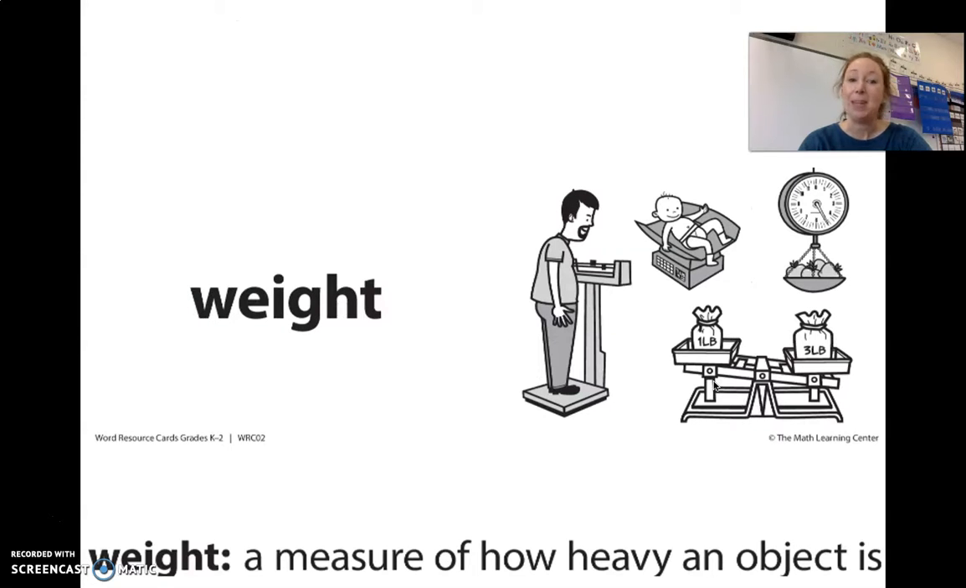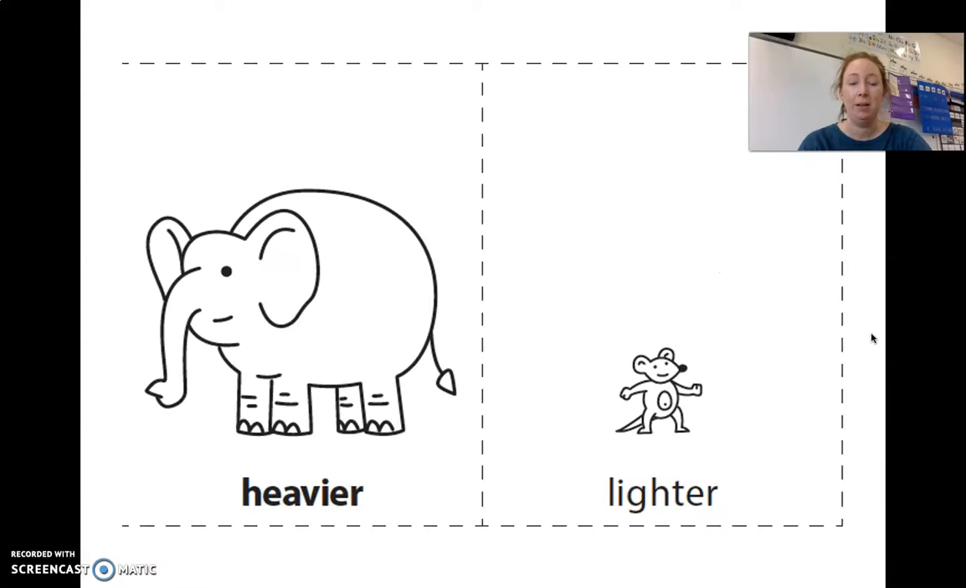Compare. Another word we're going to use is weight, because that is what we are comparing today. The weight of two different objects. Here you can see different tools that you can use to measure weight. Weight is a measure of how heavy an object is. Here are the words we're going to use. These are our comparing words.